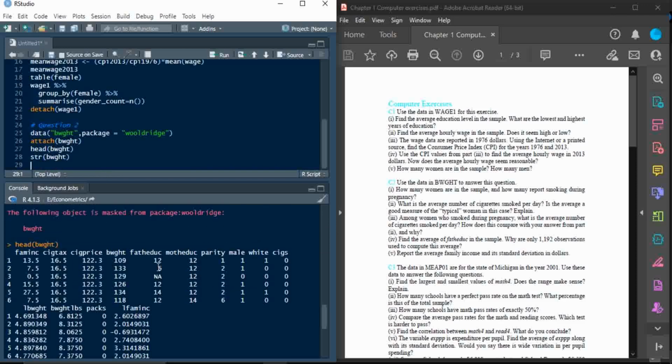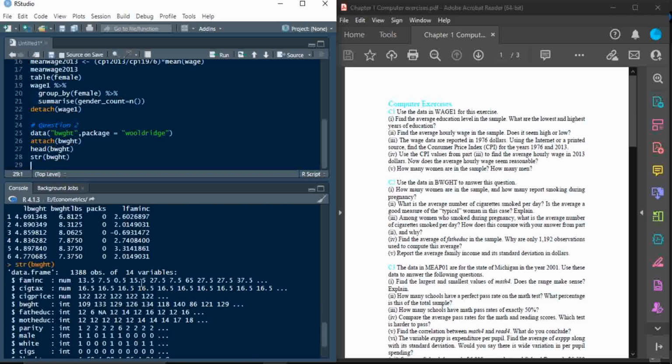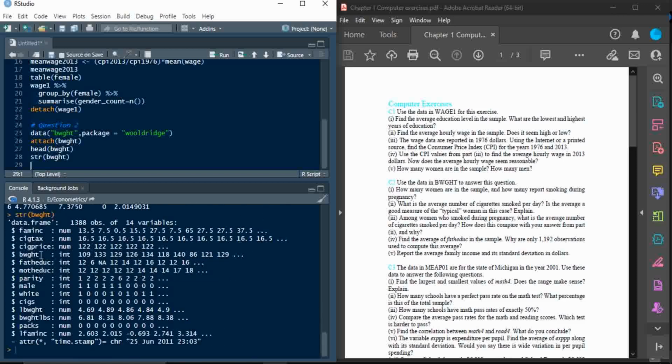Okay, the head command gives you the headings of all the variables, and this structure command gives you the structure of this data. Look at this: family income, cigarette tax, cigarette price are all in numeric form. Birth weight, father education, mother education are all in integer form. Okay, so now let's look at the question.